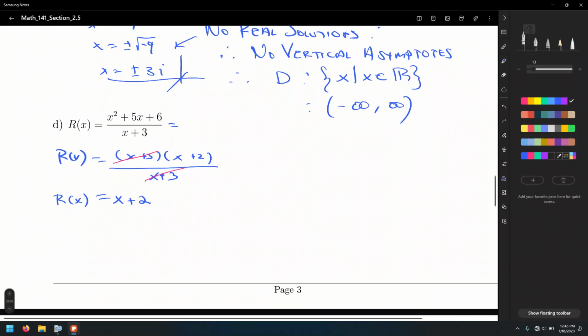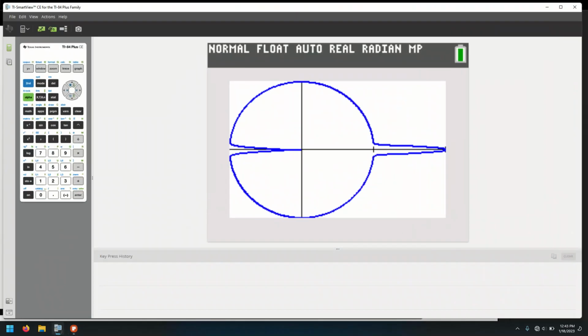Well, let's draw the graph. Why not? I mean, how hard would it be to graph x plus 2? And what could go wrong about it? So go up 2 units, rise 1, run 1, rise 1, run 1. And this is the equation of the line that we would obtain, all right?